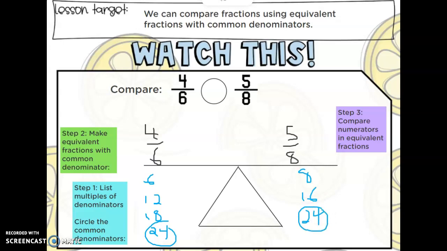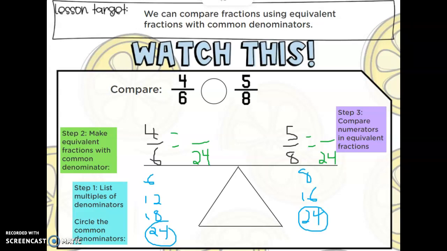So my next step is to make an equivalent fraction for each of my fractions that I already have with a new denominator of 24. I'm going to show you how I do that. So I'm going to turn 4/6 into 24ths and 5/8 into 24ths. Remember that when we find equivalent fractions, we multiply by the same number on the bottom as the top.